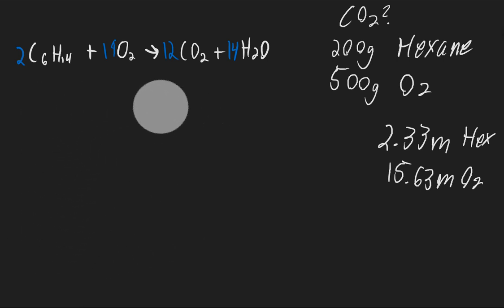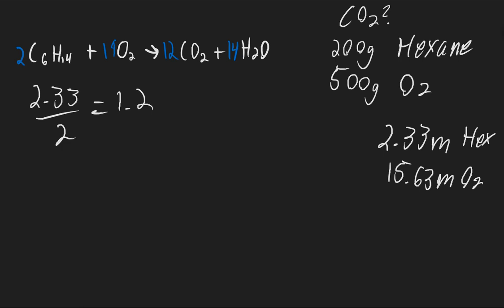Another way we can go through this is by dividing the amount of moles we have by their respective coefficient in the equation. So 2.33 over 2 will give us an answer a little bit over 1. It'll be about 1.2. And 15.63 over 19, well, that's going to give us an answer less than 1, right? That's going to give us about 0.8. So again, here we see that oxygen is the limiting reagent in this equation.